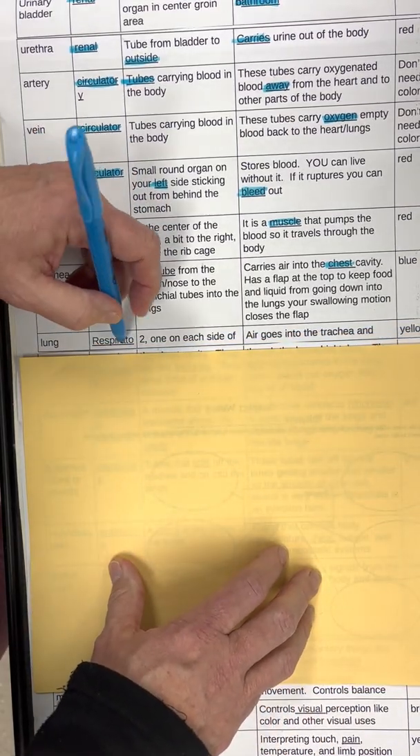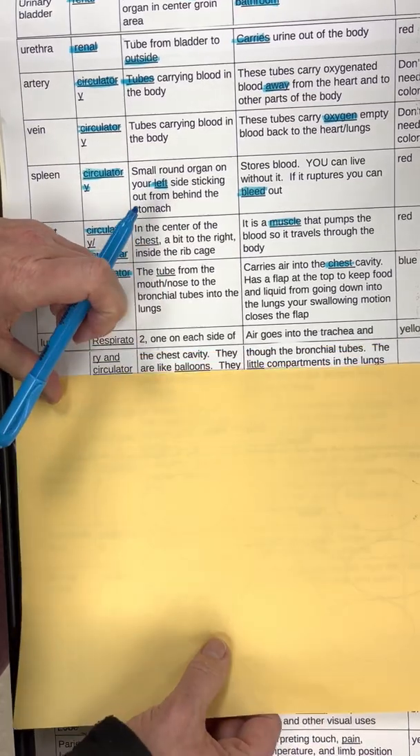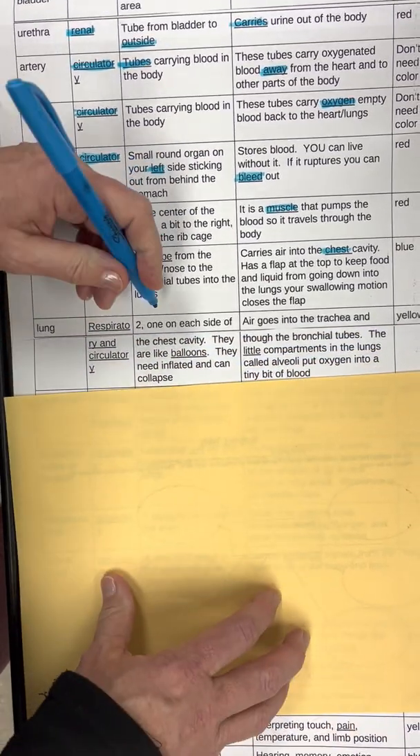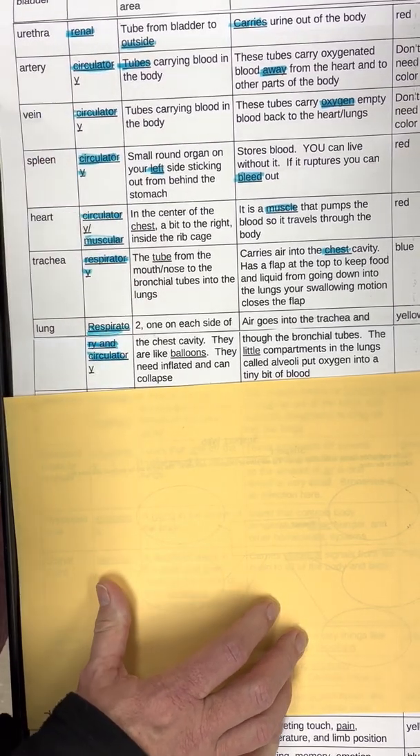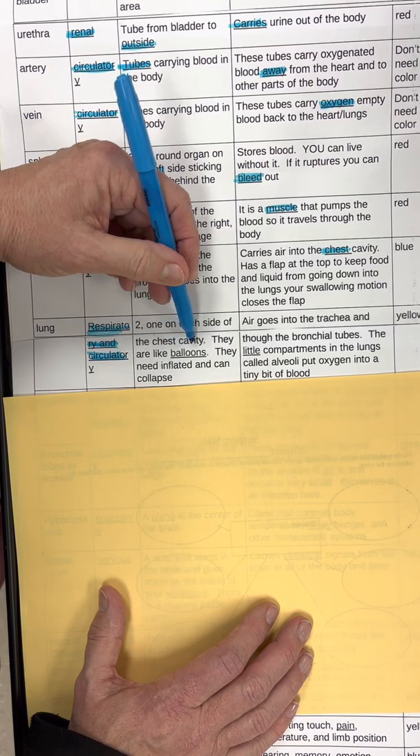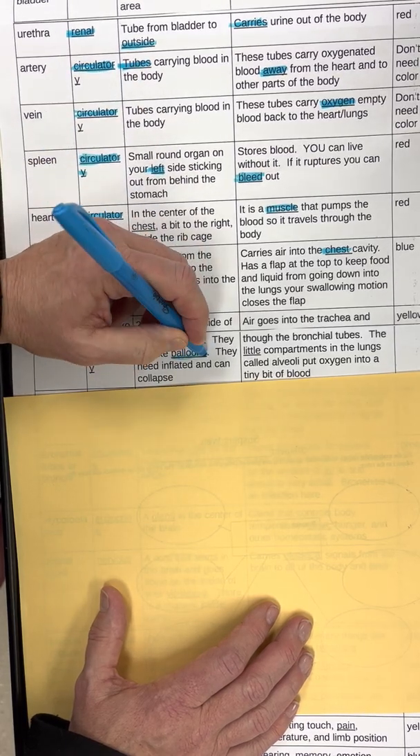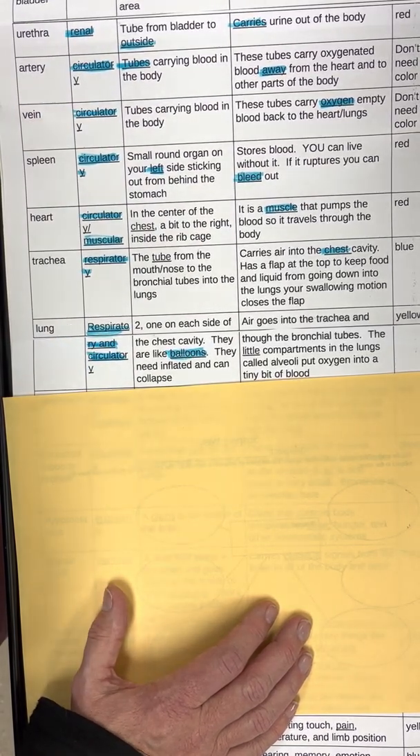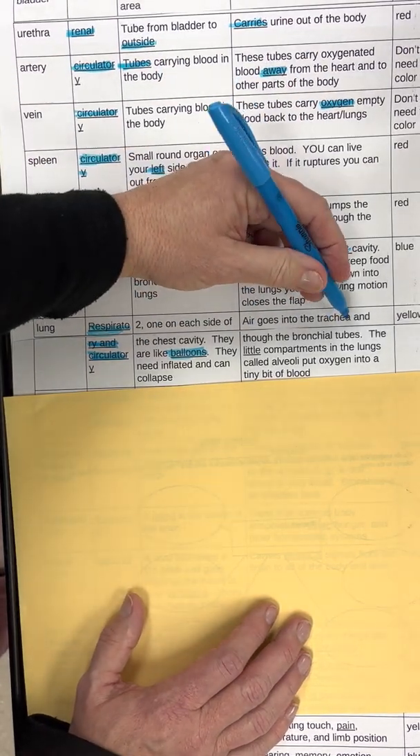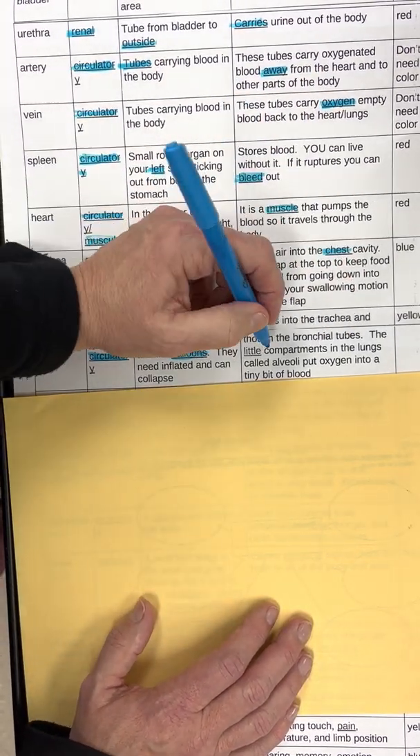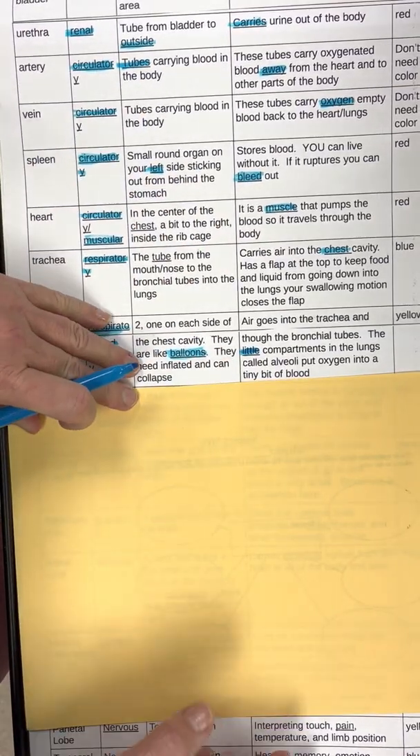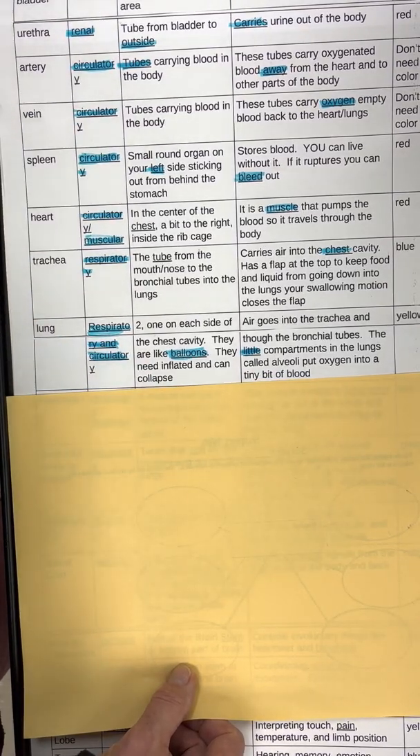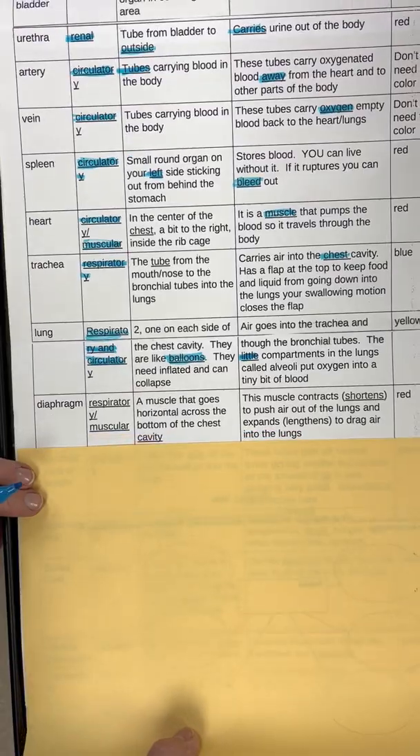Okay, lung, respiratory, and I think this goes on to the next page, actually. It does. Okay, respiratory and circulatory is the lungs. You have two, one on each side of the chest cavity. They are like balloons. They need to be inflated and can collapse. Air goes into the trachea and through the bronchial tubes. The little compartments inside the lung are called alveoli. A tiny bit of oxygen goes into the alveoli, which puts it into the bloodstream.